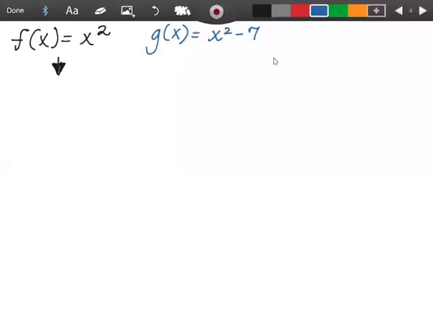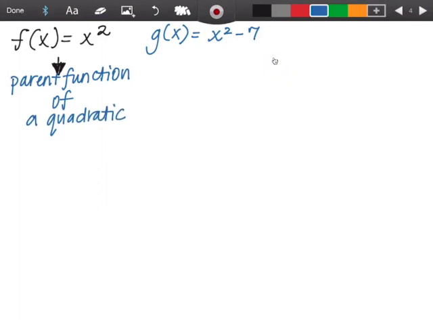Right, so now let's take a look at the parent function, f of x equals x squared. This is the parent function of a quadratic equation, all right? That is the parent function of a quadratic graph. A quadratic graph, remember briefly, forms a parabola.